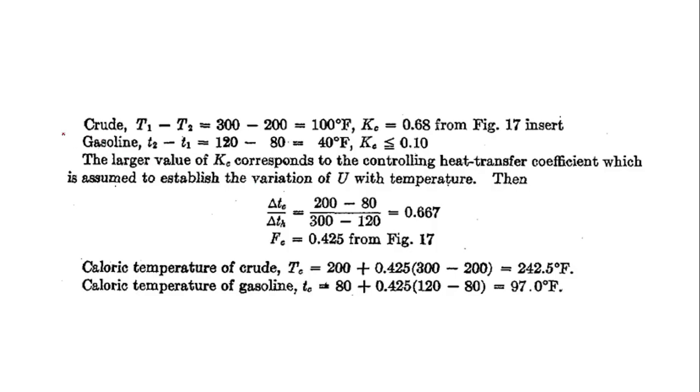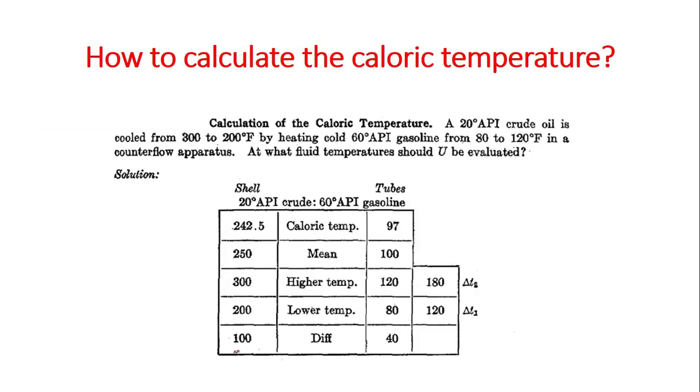There are two fluids given in the question statement. The first is the crude oil, the second is the gasoline. The crude oil inlet temperature is 300 and the outlet temperature is 200. If we take the difference of the inlet and the outlet, that will be equal to 100, and this is for the crude oil. For the gasoline, this is the inlet and this is the outlet. If we take the difference between them, it becomes 40. It is also mentioned in the previous slide: for the hot fluid, the difference is 100, and for the cold fluid, the difference is 40.